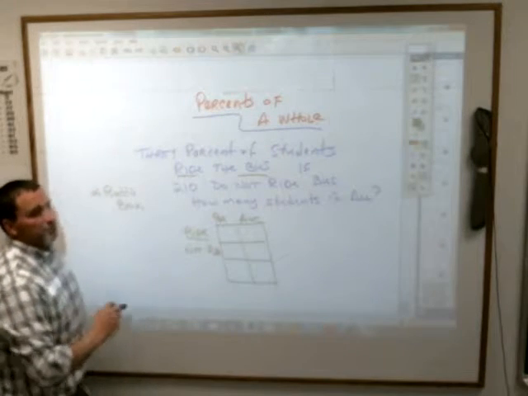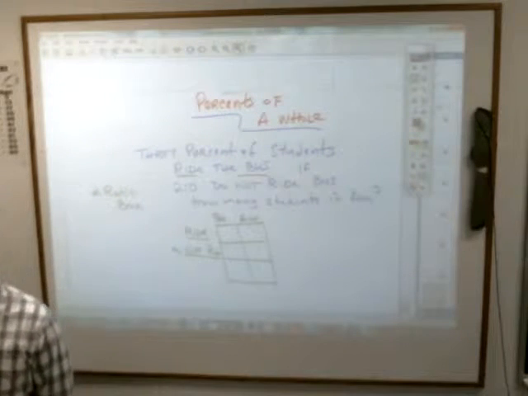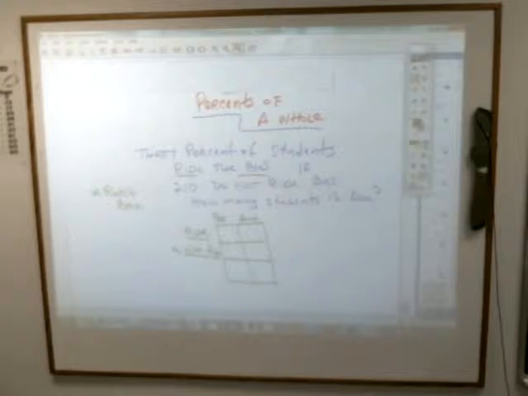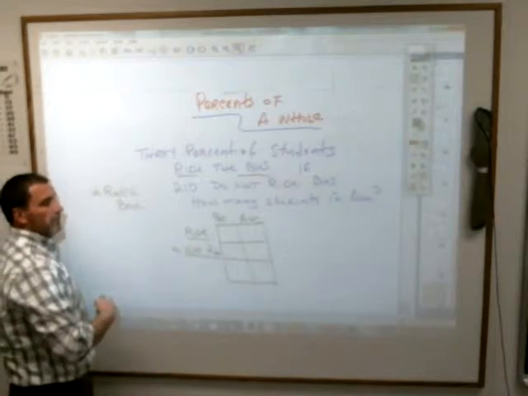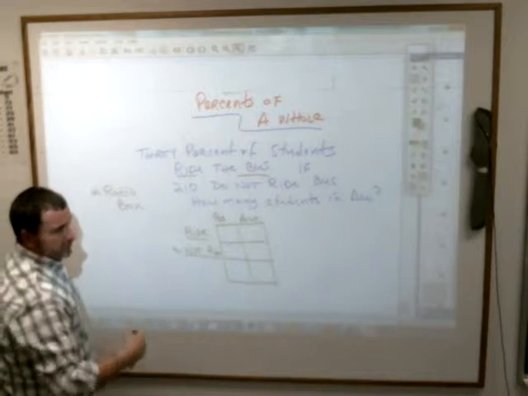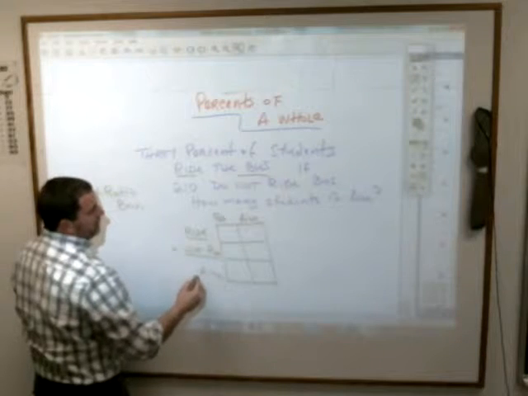And if you add the students that do ride the bus with the students that do not ride the bus, guess what you get? You get all the students. Because you either ride, you can't have one foot outside the door and half of your body ride the bus and the other half not. This is all or total.